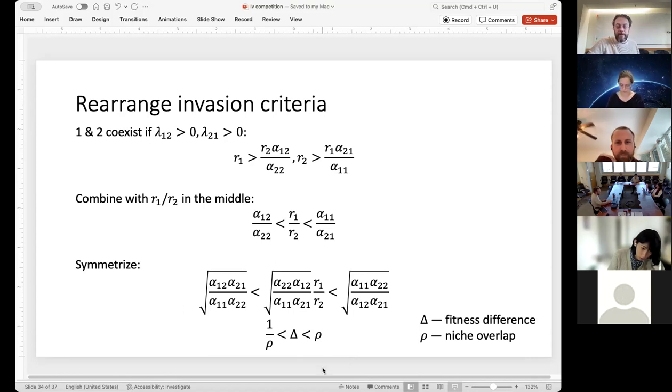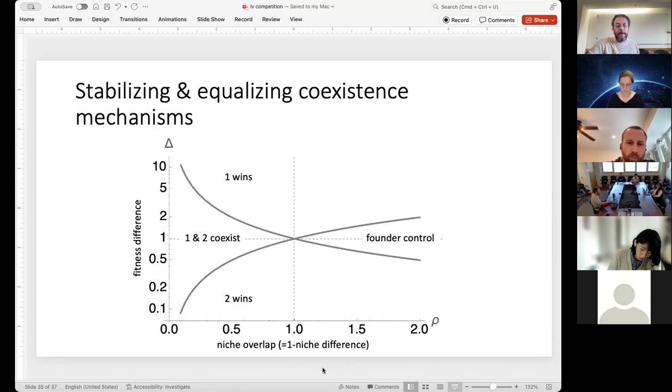And then we can look at this graphically and we'll see this famous figure that whenever you see people talking about modern coexistence theory, you see this figure. It's plotting the outcome of competition as a function of the niche overlap versus the fitness difference between species. And this is just plotting that inequality. And so what we see here is that if species have similar fitness, if there's little fitness difference, then the coexistence region is pretty narrow.